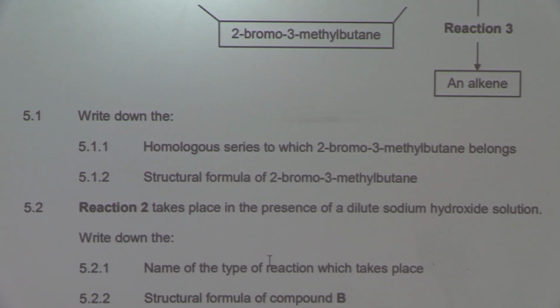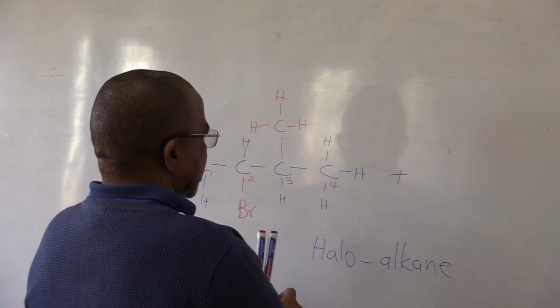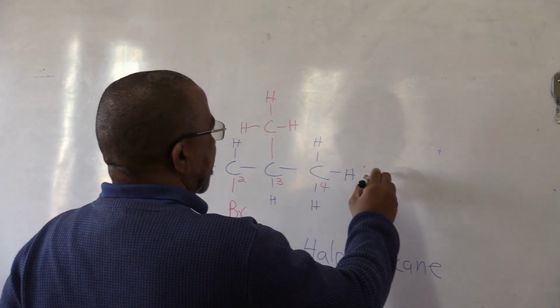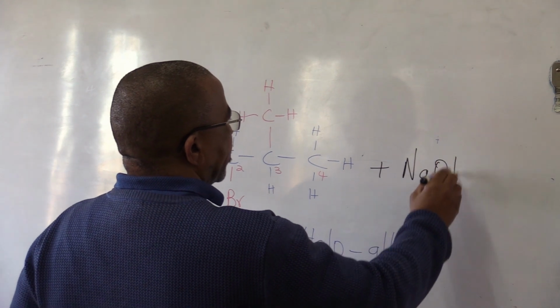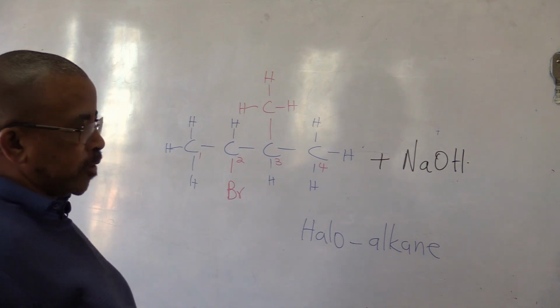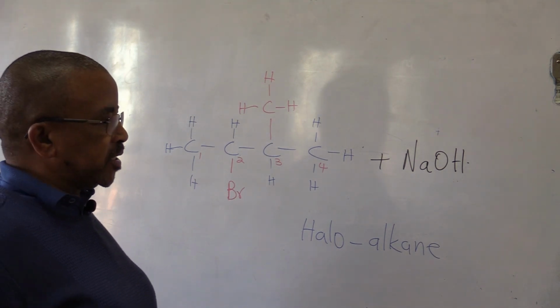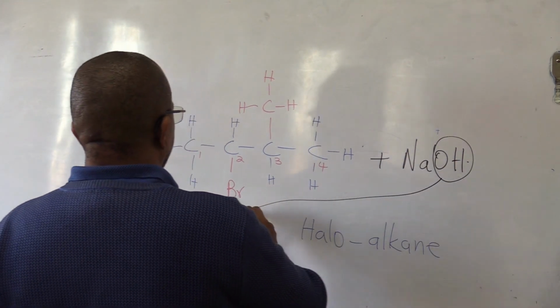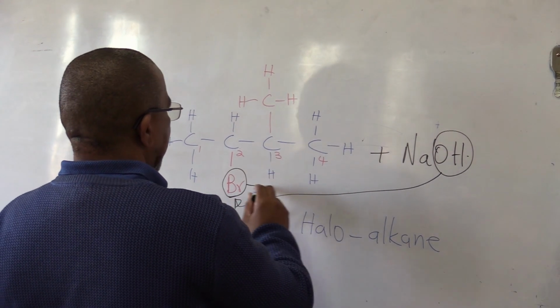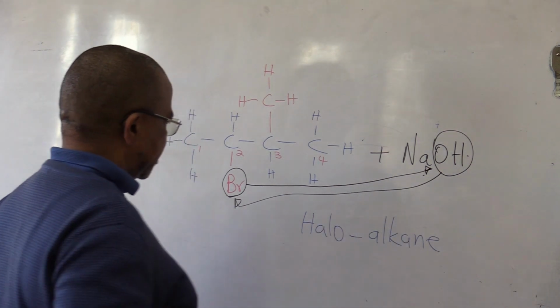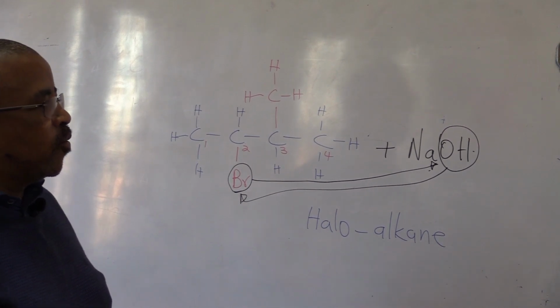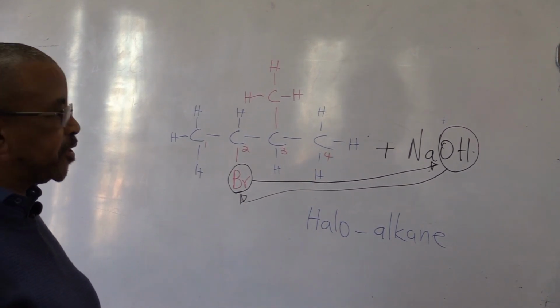So it reacts with dilute base, dilute sodium hydroxide, so let us see how it will react. Because it is dilute, a substitution reaction will take place. The OH will go where the Br is, and the Br will go where the OH is. So the name of the type of reaction which takes place is a substitution reaction.